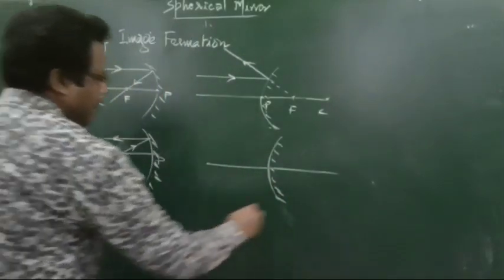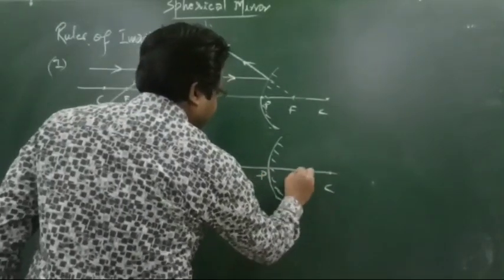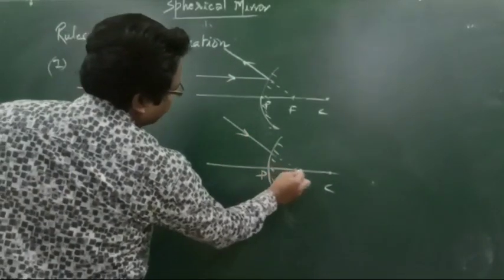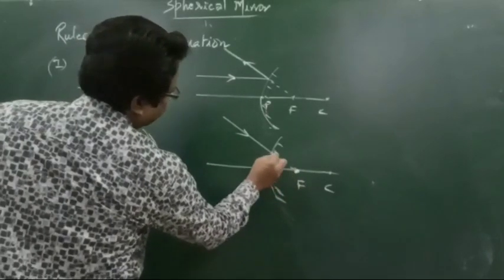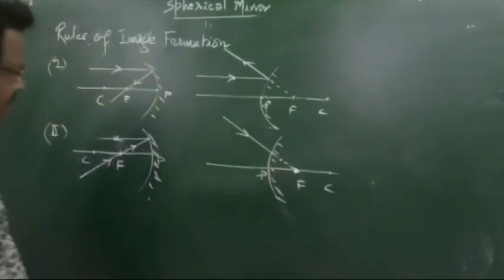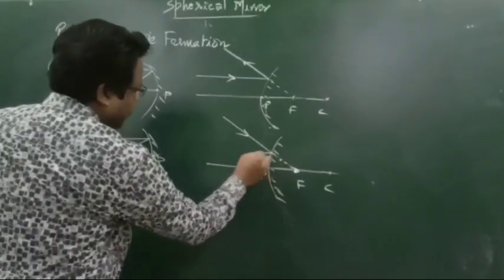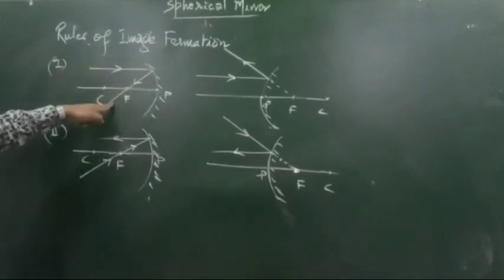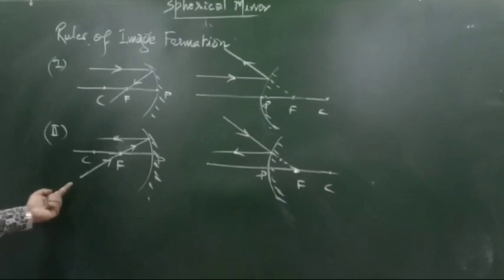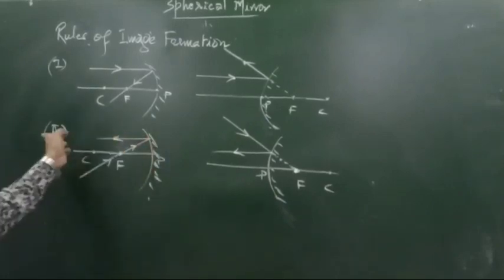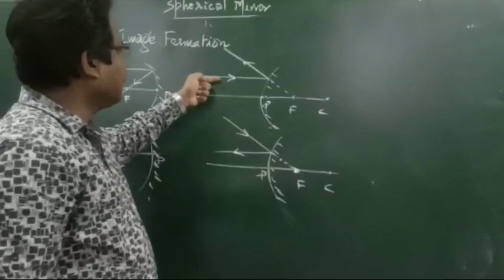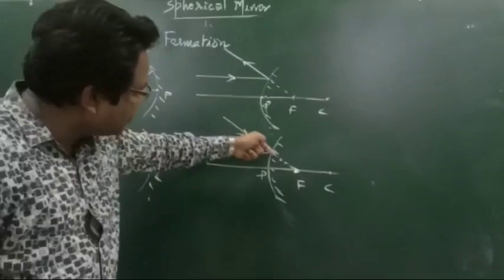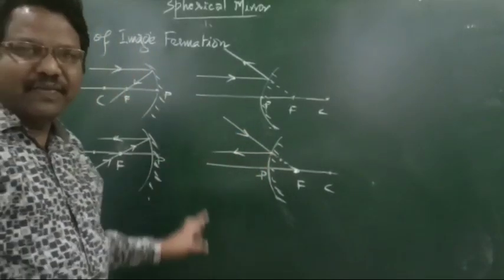Or if it is a convex mirror given to you, here's the pole, center of curvature, and focus, and suppose a ray is incident along the direction of focus. Then after reflection, the ray would become what? Parallel. So when the rays are incident parallel, they appear to diverge from the focus. When they are incident along the focus, after reflection they become parallel. These are the two rules.